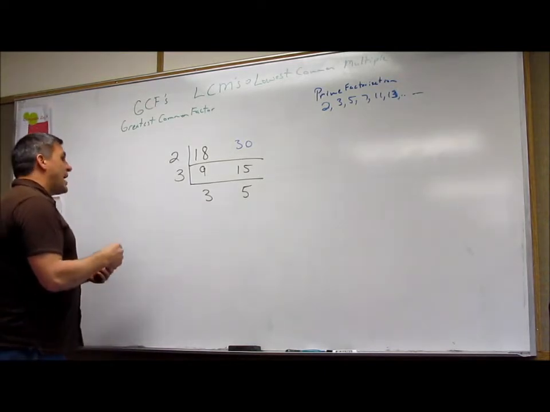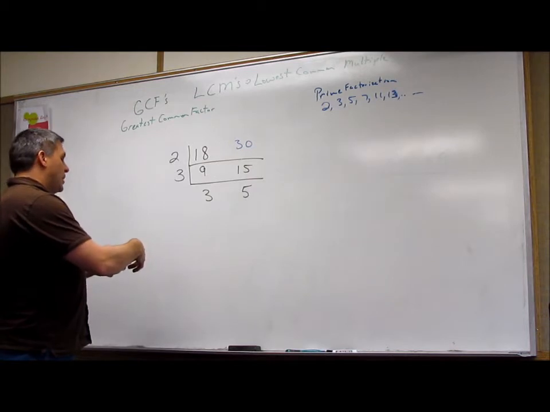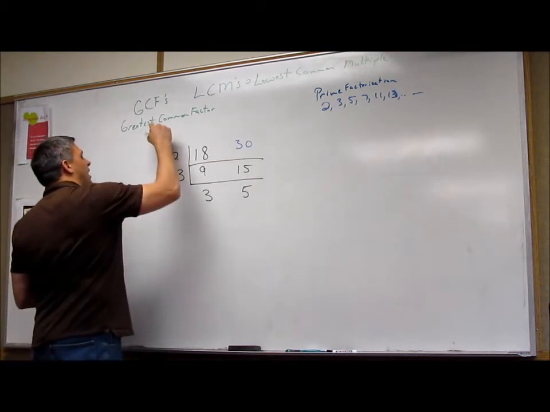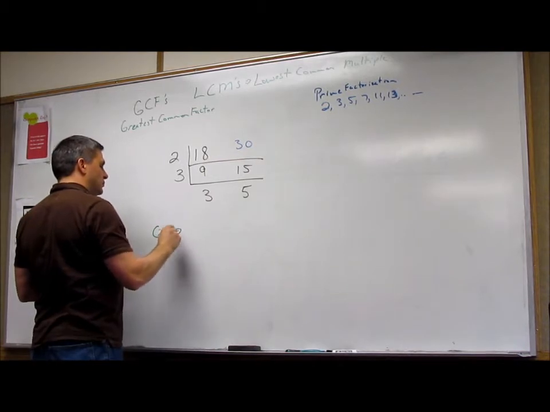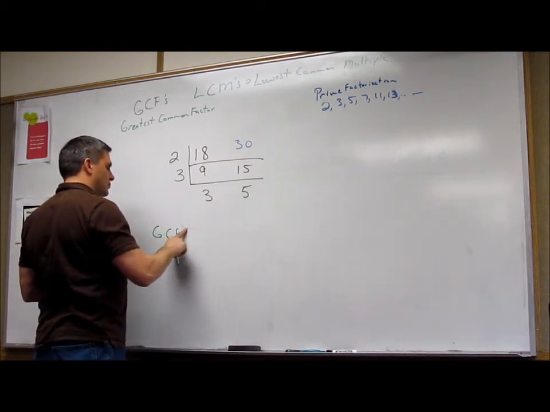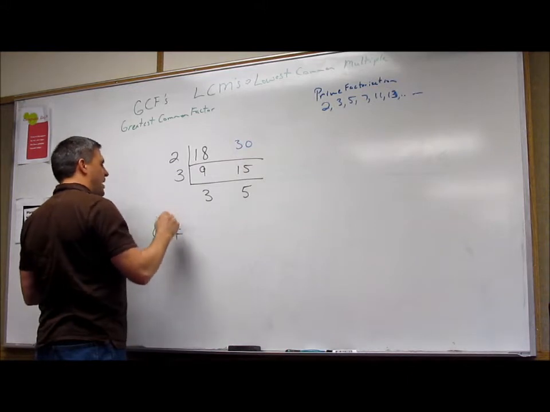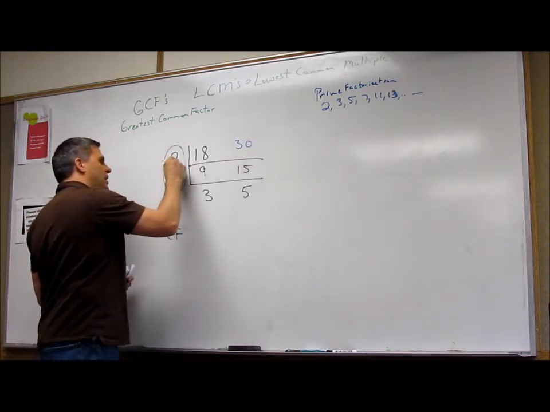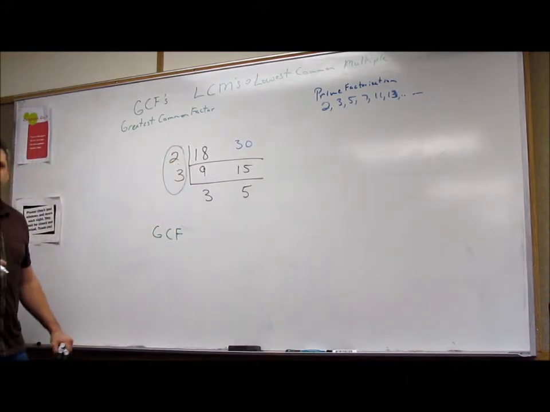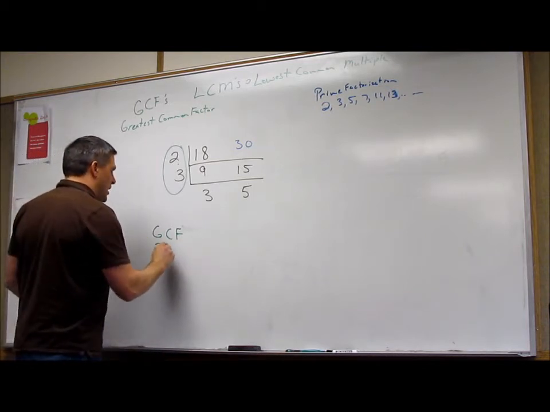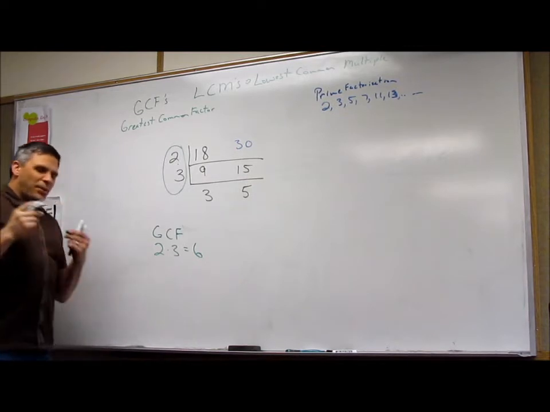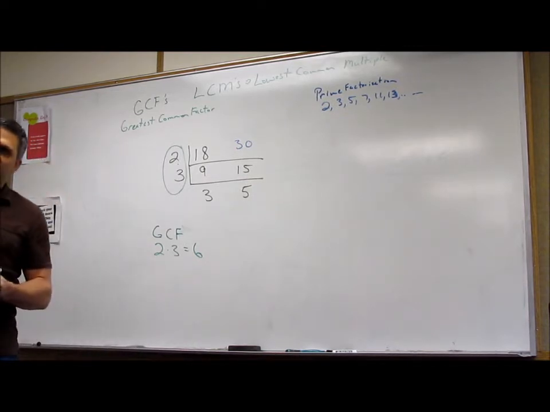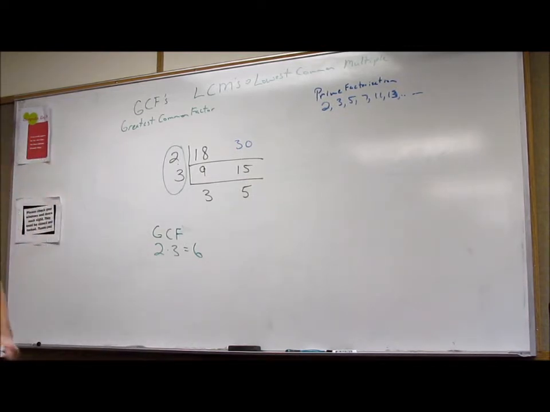Okay? So now I know that my GCF is the numbers that are listed on the side. In other words, 2 times 3, which in this case equals 6. So the biggest number that goes into 18 and 30 is 6. Does that make sense?